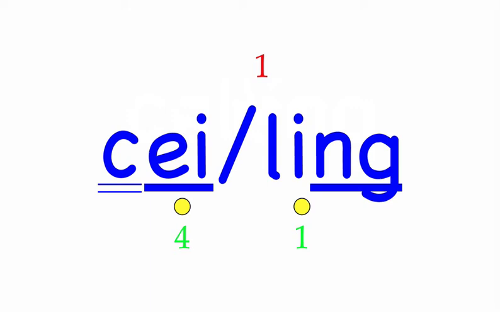Wield. The soldier will wield his weapon. Wield. 4 sounds. W, E, L, D. Mark the word. Wield. IE is representing the long E sound, thus we put a 6 under the IE team.